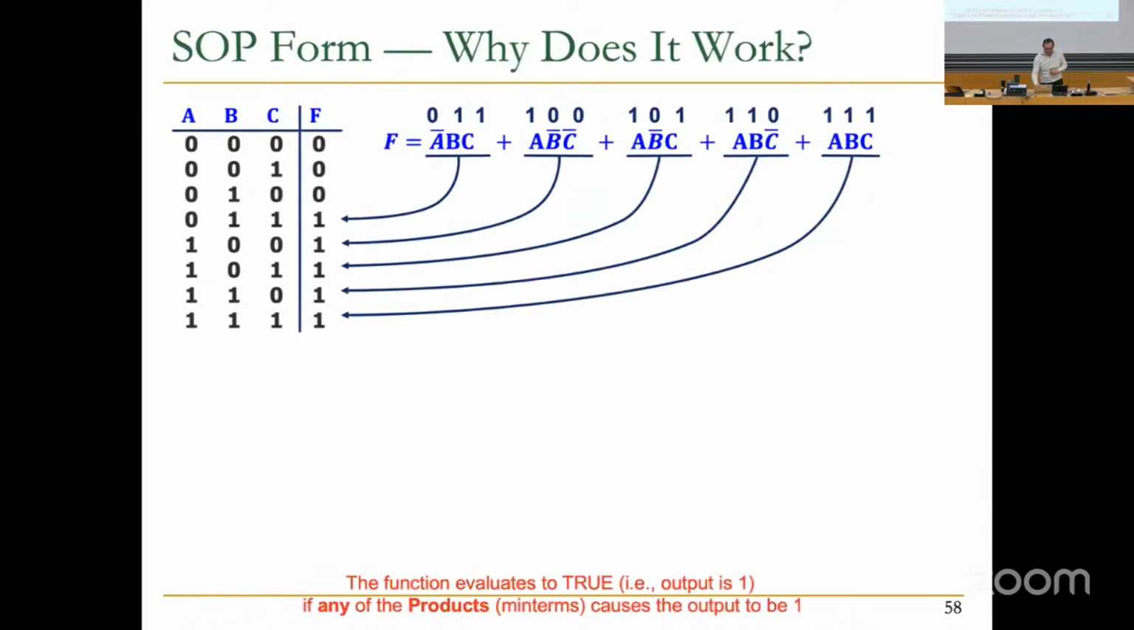If you already specified the function with minterms, a minterm is each of these values that evaluate to true. And the function evaluates to true if any of the products, any of the minterms, causes the output to be 1. So you can verify this. If you apply input 1, 0, 1, it activates this term, and you get a 1 at the end, even though all of the other ones are 0.